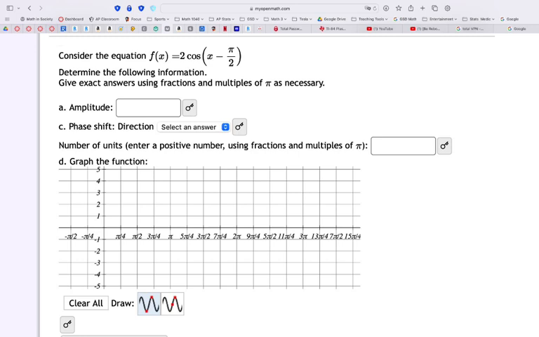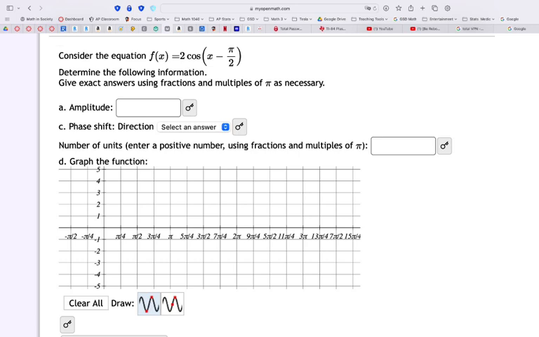So consider the equation f(x) equals 2 cosine (x minus pi over 2). Now this looks different from what we have been doing so far. So determine the following information. Give exact answers using fractions and multiples of pi as necessary.